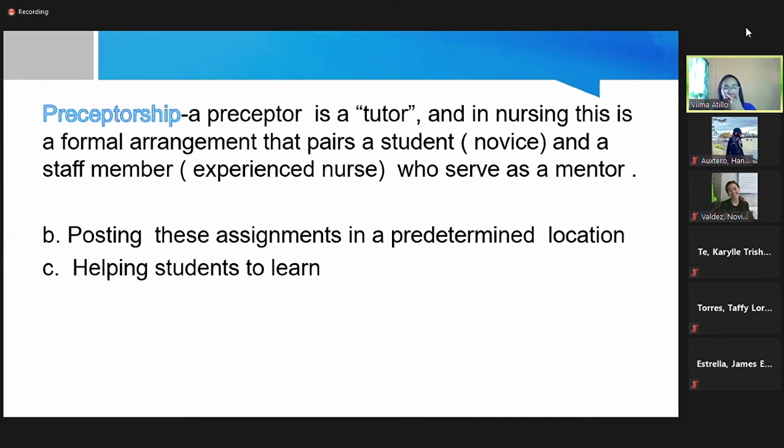Kaya meron tayong PCI for the fourth year level. They will be your tutor sometimes or it might be the staff member itself. This will be posting these assignments in the predetermined location and helping students to learn also. Kasi minsan, there are some students that are hesitant to call the attention of the clinical instructors. Mas relax siya doon sa fourth year.